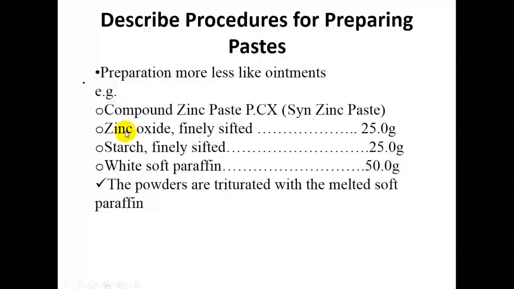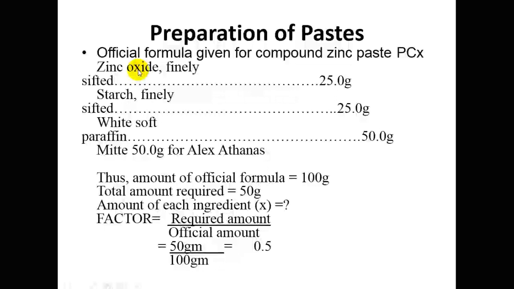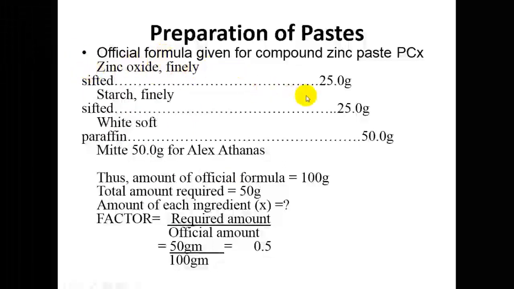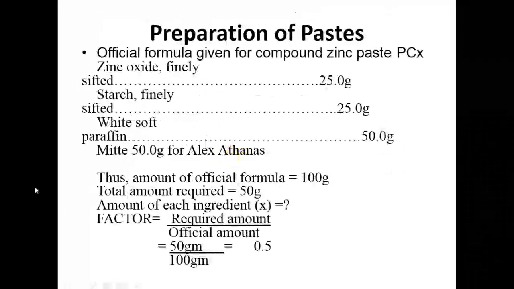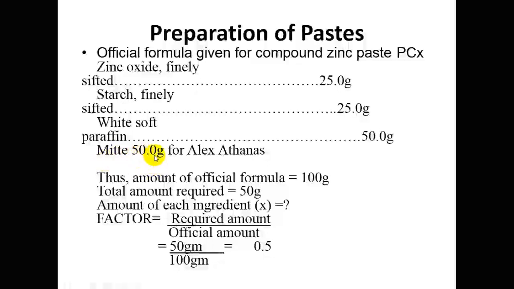Zinc oxide sifted, starch sifted, white soft paraffin, and the powders are triturated with a melted soft paraffin. This is our official formula, and the official formula given for compounding of zinc paste, pharmaceutical codex, has zinc oxide like this one. Ina maana sasa baada ya hapo wamekwambia utengeneze gramu 50.